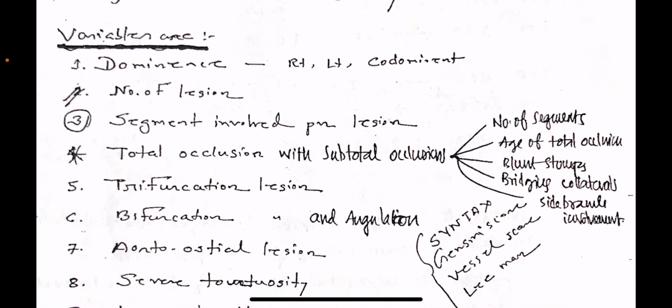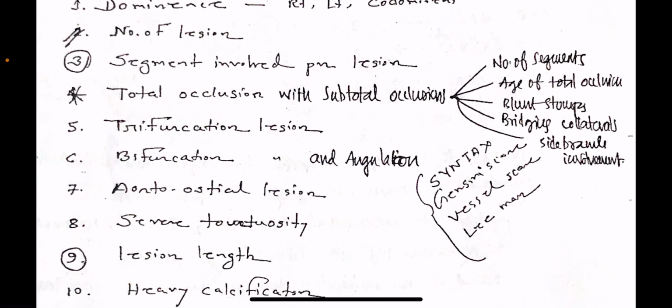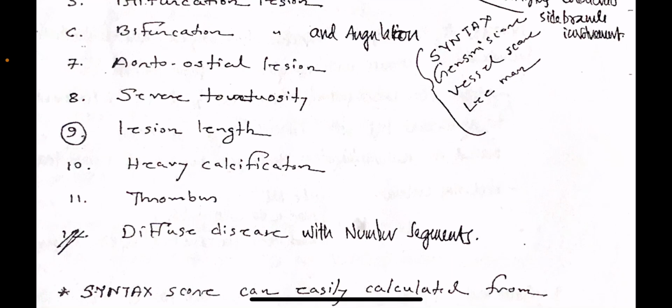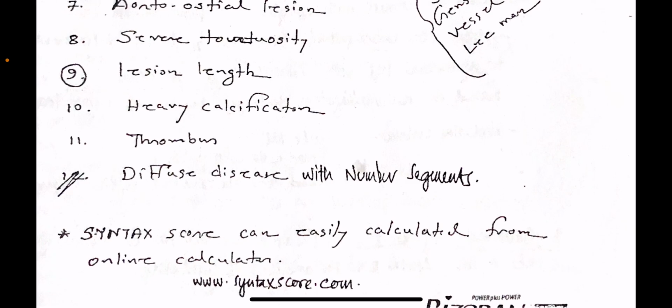Variables are dominance, right, left, codominant, number of lesions, segments involved in lesions, total occlusion with subtotal occlusions such as number of segments, age of total occlusions, blunt stump, bridging collaterals, side branch involvement, bifurcation lesion and angulation, aorto-ostial lesion, severe tortuosity, lesion length, heavy calcification, thrombus, diffuse disease with number of segments. The SYNTAX score can easily be calculated from online calculators.